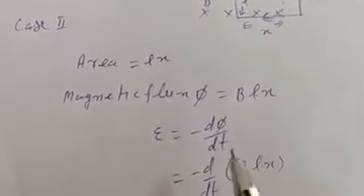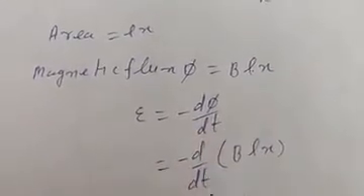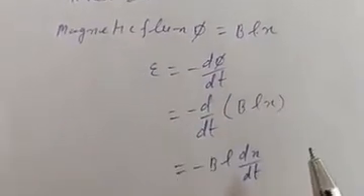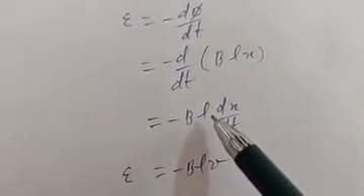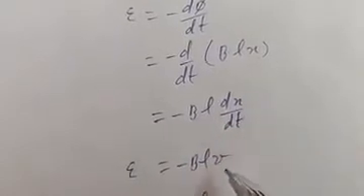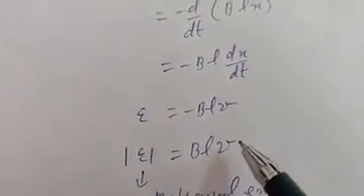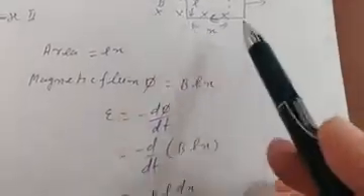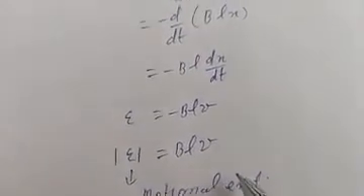We know that induced EMF is equal to minus dψ/dt. So minus d/dt of the flux, d/dt of BLx. B and L are both constants, you can take them outside. dx/dt is velocity. So minus BLv. So the induced EMF will be given by BLv. And it is due to the motion of this loop, so it is also called motional EMF. EMF induced due to motion, motional EMF.